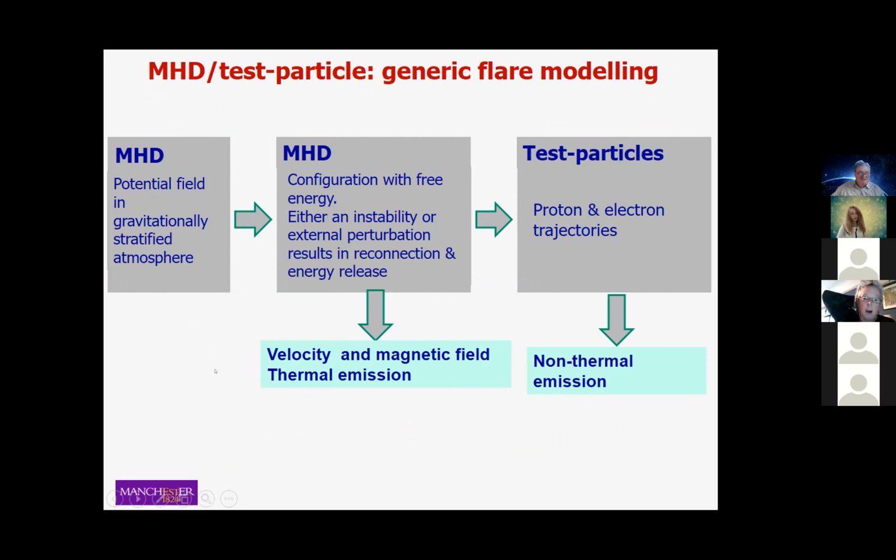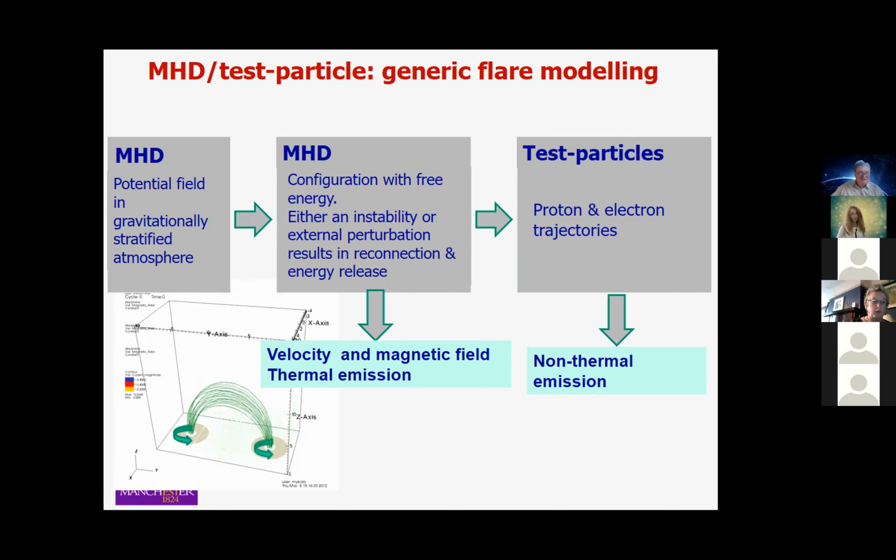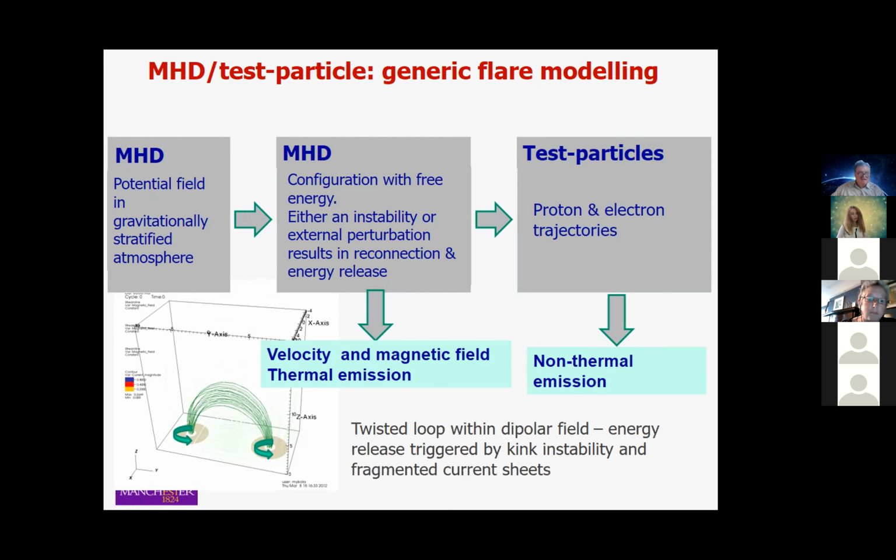And quite a lot of our work over the last few years has focused on what I would call generic flare modeling, which is taking a more idealized model, which captures some of the aspects of flares, but doesn't refer to any flare in particular. And the model we have focused on for that is taking a bipolar magnetic region and twisting up a bundle of field lines, creating a twisted loop, which goes unstable and generates fragmented current sheets.